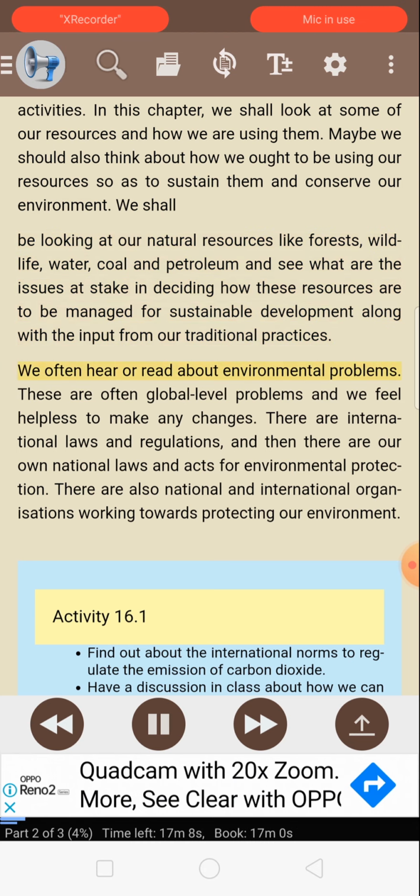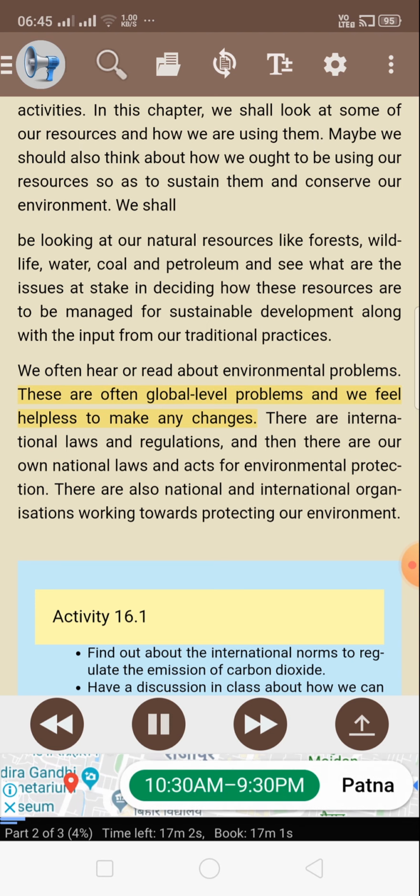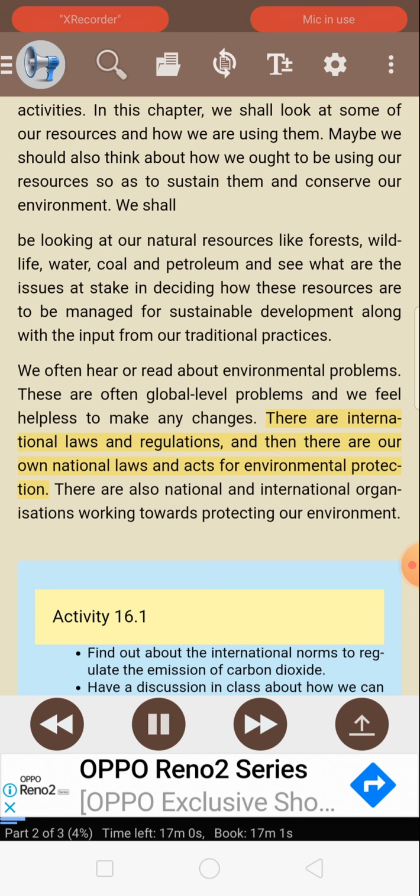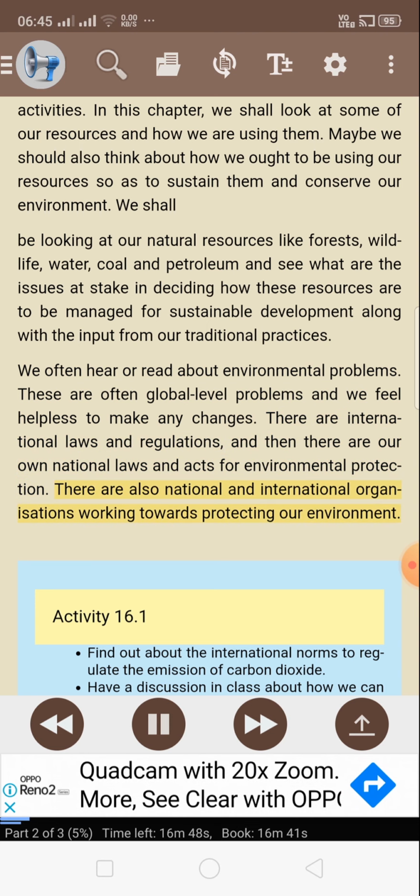We often hear or read about environmental problems. These are often global level problems and we feel helpless to make any changes. There are international laws and regulations and then there are our own national laws and acts for environmental protection. There are also national and international organizations working towards protecting our environment.